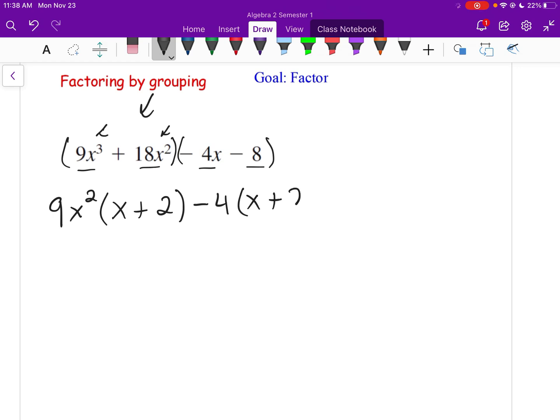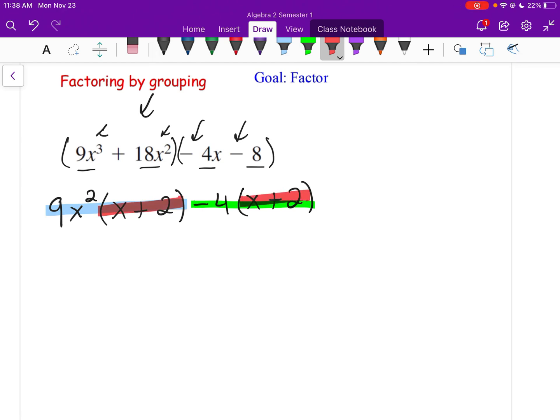So negative 4 times x plus 2. Okay, I factored out the negative, and then 4 goes into 4 and 8. So from there, now I have 2 terms here. I got this term and this term. Now I'm looking for something that's common between those 2, which would be the x plus 2.